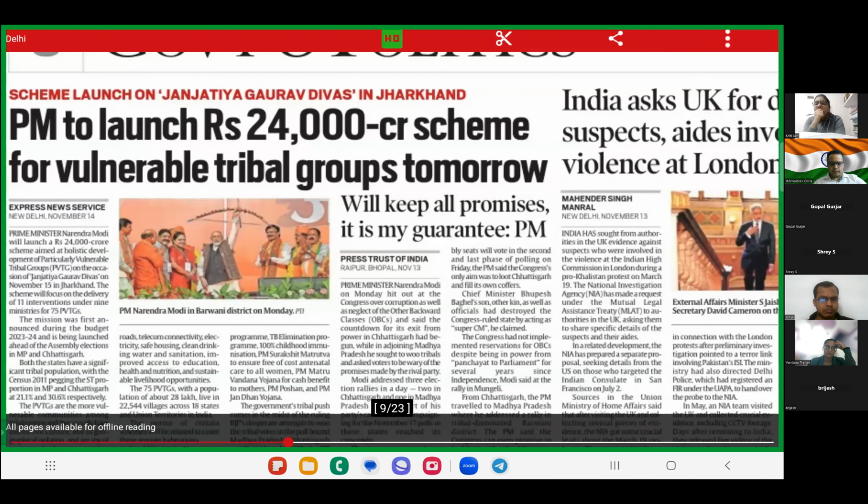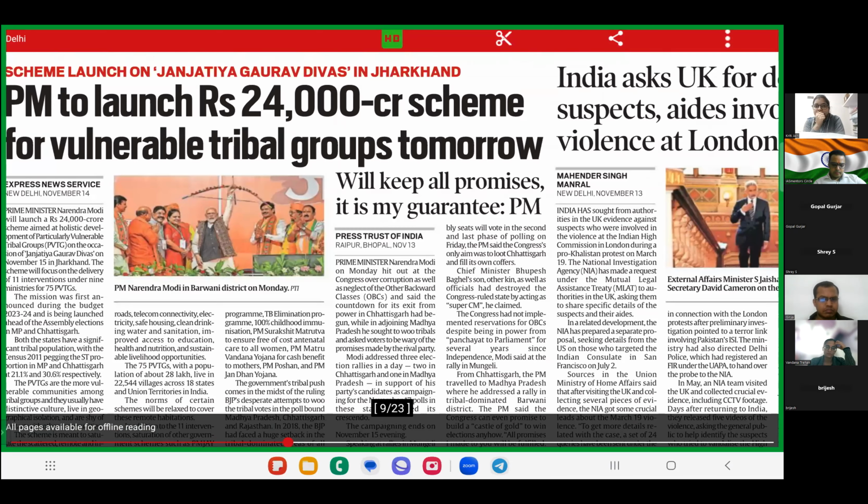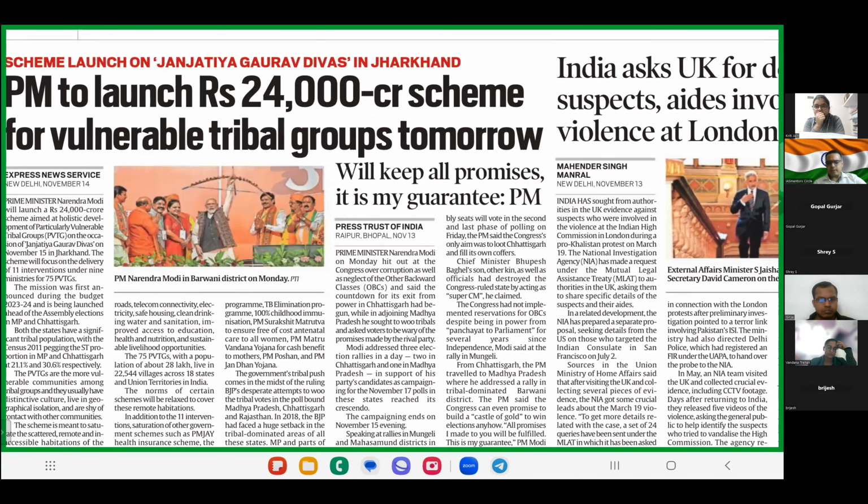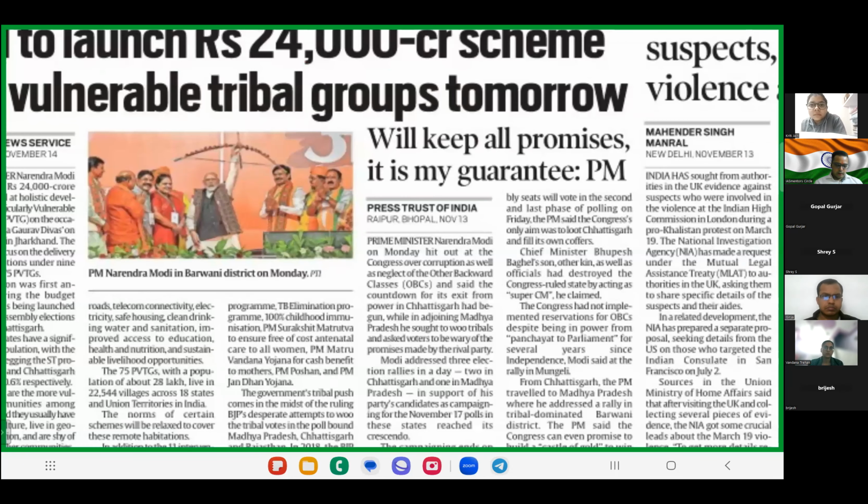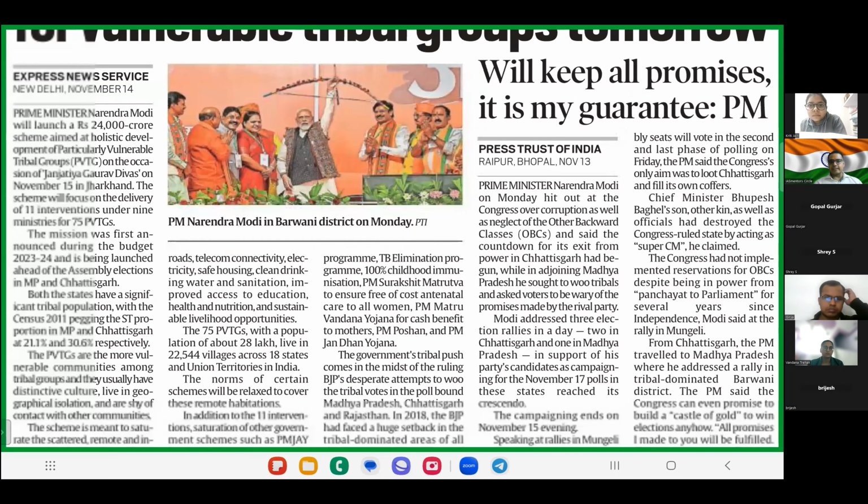Scheme launched on जनजातीय गौरव दिवस in Jharkhand. ठीक है, 24,000. What kind of scheme is it? On which front can it be interrelated? Tribalism, a heavily important topic. So scheme पकड़ लो. What kind of scheme is it? What kind of target beneficiary is it? अभी इसमें कुछ ज्यादा होगा नहीं. All you can get are certain things like 75 PVTG.